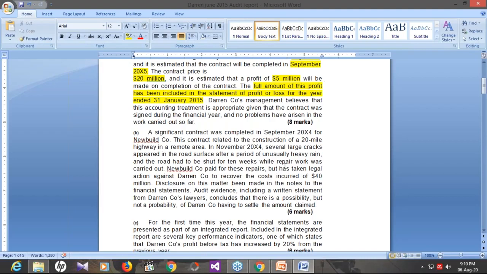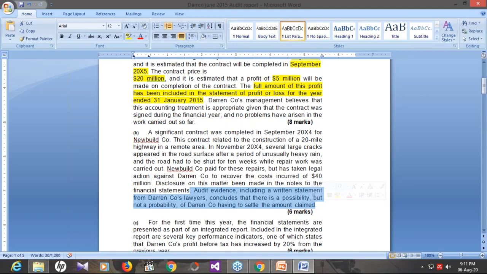So what the company has done: disclosure of this matter has been made in the notes to the financial statements. The company has disclosed this matter in the financial statements. Audit evidence, including a written statement from Darren Co's lawyers, concludes that there is a possibility but not a probability of Darren Co having to settle the amount claimed. So this is what management has done, and this is the evidence that is available. So the issue is, according to IAS 37, Provisions, Contingent Liabilities and Contingent Assets.